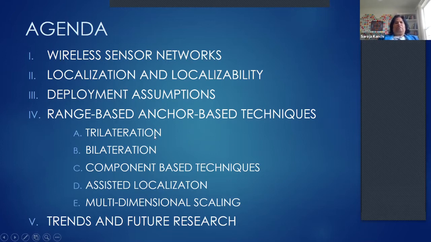And then once we go through that, then I'll talk about specific techniques. There's been a lot more techniques than what I'm showing today, but I want to focus just on range-based and anchor-based techniques, which I will define both these terms along the way. And then I'll conclude with, having illustrated a few techniques, where the current research is and what the future holds for this area.